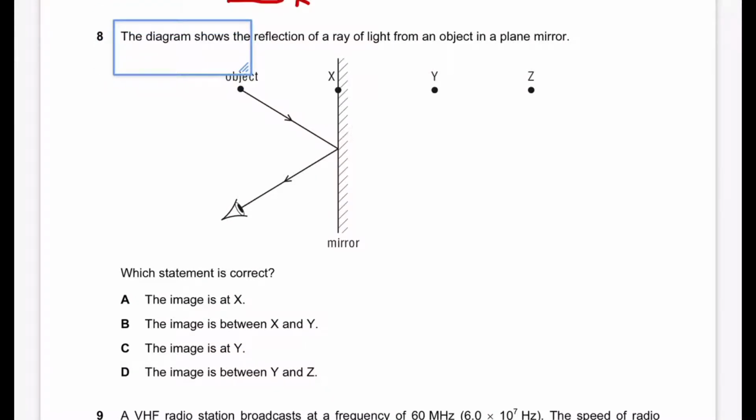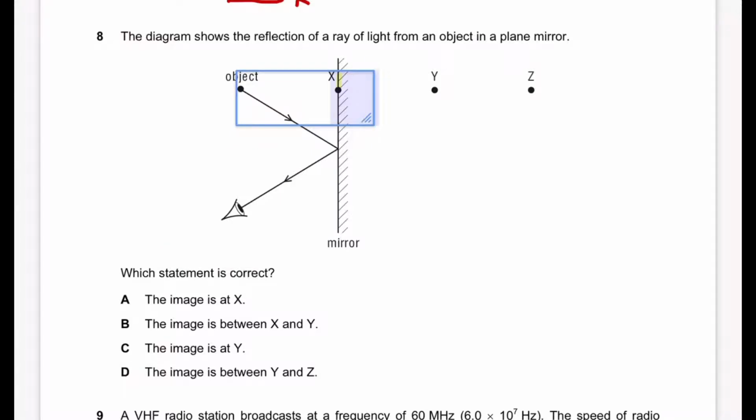The diagram shows the reflection of a ray of light from an object in a plane mirror. Which statement is correct? Alright, we shall go one by one through the options right here. A, the image is at X. Okay, image at X means the image is on the surface of the mirror.